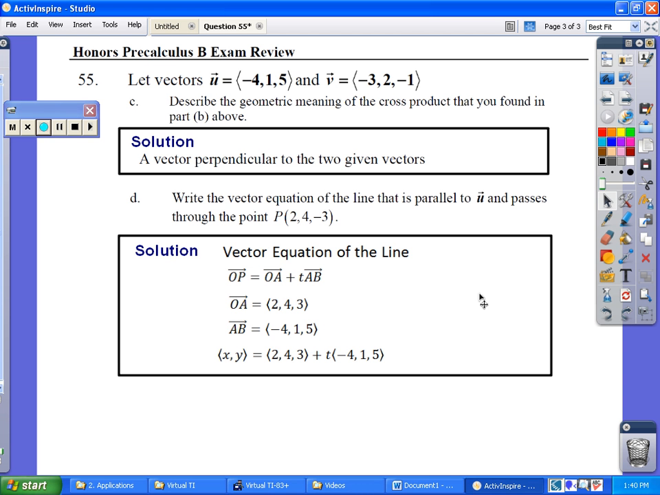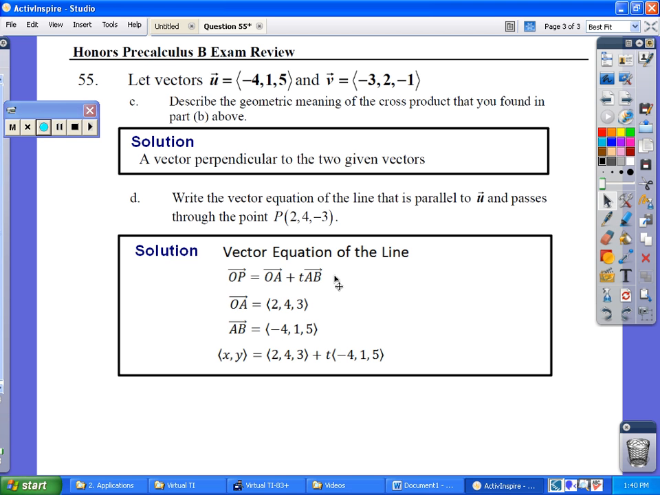Part C. Describe the geometric meaning of the cross product that you found in Part B above. Well, the cross product gives us a vector that's perpendicular to the two given vectors. Now Part D, write the vector equation of a line that is parallel to u and passes through the point P 2, 4, -3.